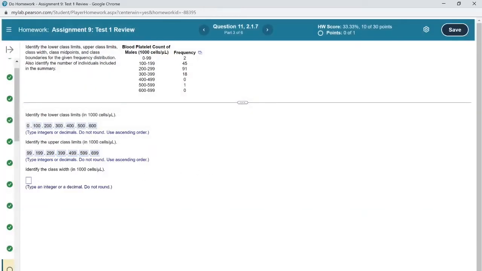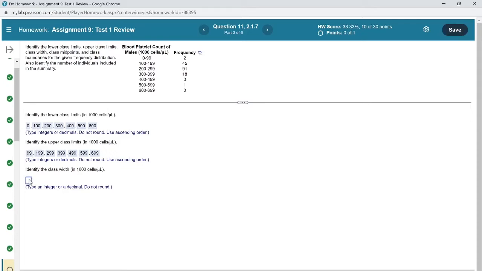Now the next question is identify the class width. To find the class width, we can just subtract the lower class limit of one interval from the next. So if you subtract 0 from 100, or 100 from 200, that gives you the class interval. So if you subtract one lower class limit from the next lower class limit, or any upper class limit from the next upper class limit, that gives you the class width.